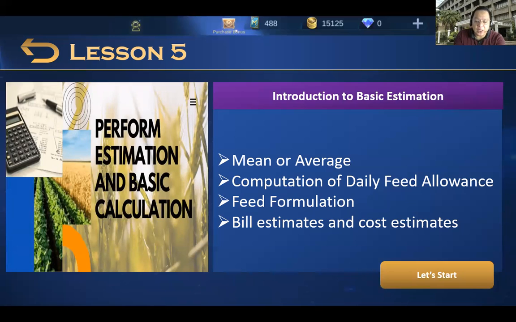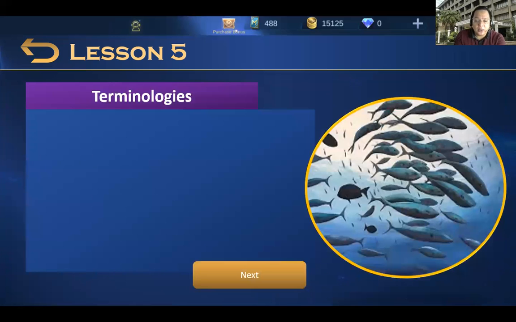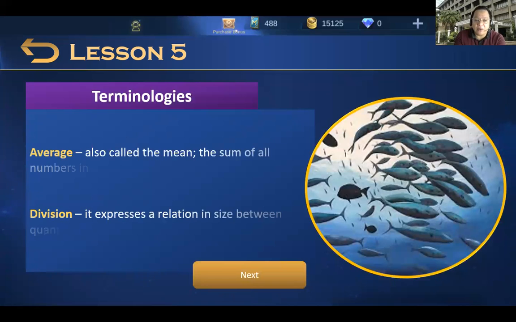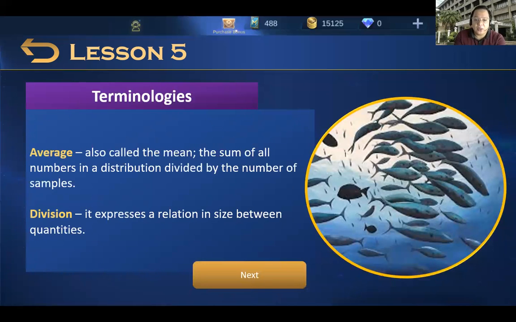So therefore, knowing the estimation and the ability to be accurate is an essential skill needed in aquaculture. In this lesson, we will learn the basic computation and basic estimation needed in aquaculture. It covers the use of ratio and proportion in determining the amount of fertilizer that we need to apply into the pond, and knowing the number of fish to be stocked. It also includes the use of mean and average in determining the average body weight of the fish, and solving for the daily feed allowance.